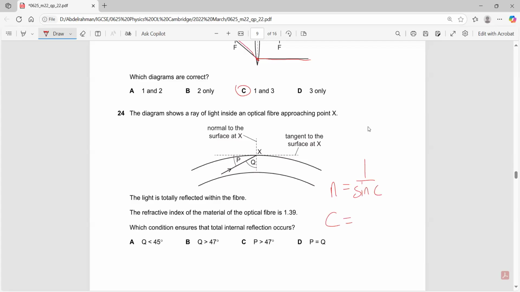To find c, it would be sine inverse of 1 over n, or 1 over 1.39. So it's 47. C is around 47 degrees. For total internal reflection to happen, the angle of incidence has to be greater than 47 degrees. Where is the angle of incidence? It's Q, right? It is Q. So Q needs to be greater than 47 degrees. This is the total internal reflection.